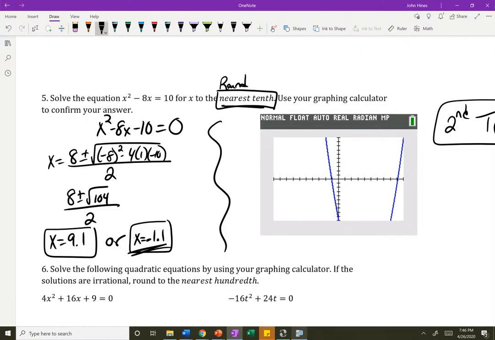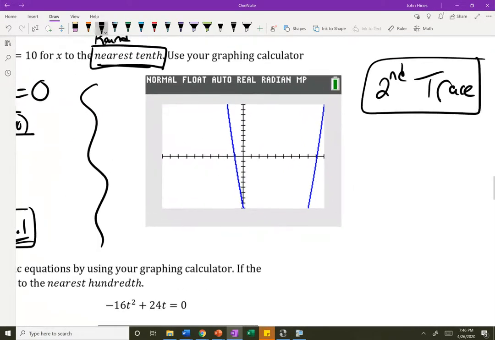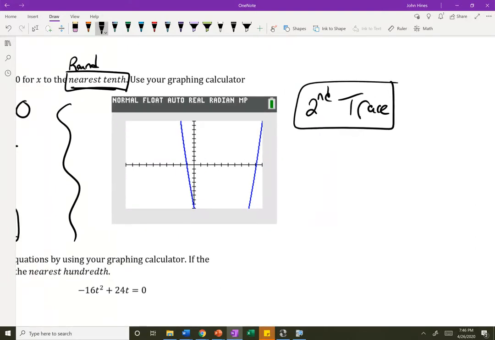So the way that you use your calculator to get irrational answers is second trace, then you use the 0 function. Then you go to the left, and then go to the right, and then he jumps to the 0. So you have to go to the left-hand side of the number, the right-hand side of the number, and then he jumps.